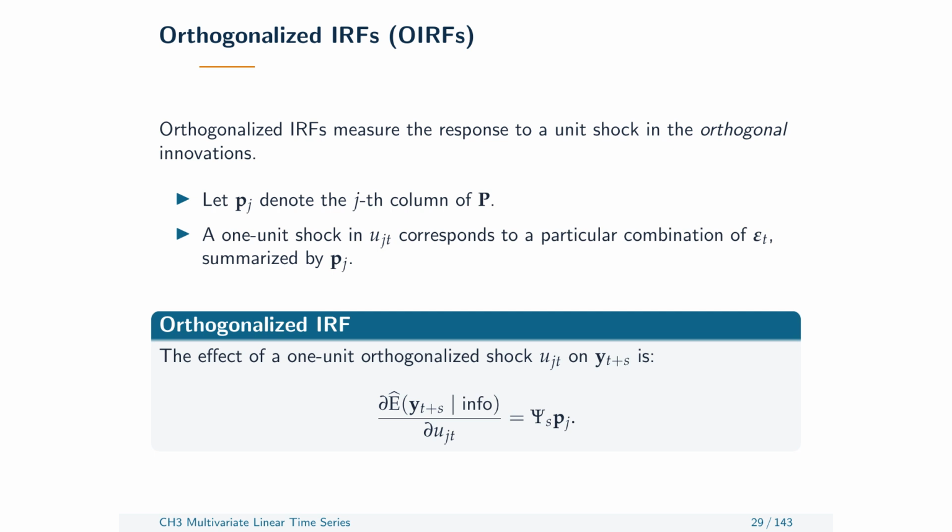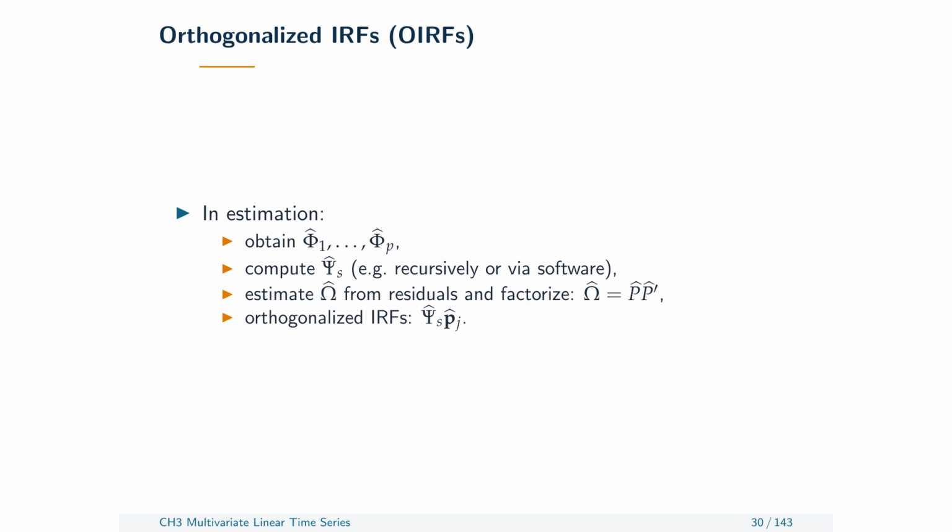The first variable can affect every later variable immediately, while later variables cannot affect earlier ones within the same period. Reordering the variables changes the factor and can change every orthogonalized response, even though the reduced form VAR is unchanged. Ordering is therefore an identifying assumption, not a cosmetic software option. It should reflect timing, institutional knowledge, or a defensible recursive mechanism.